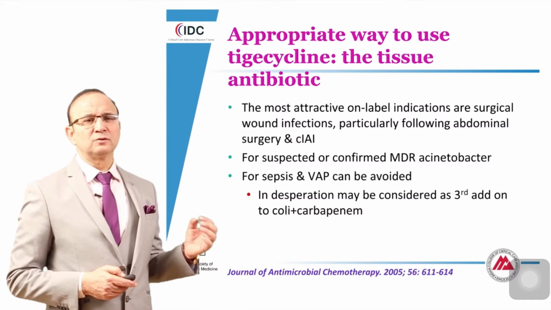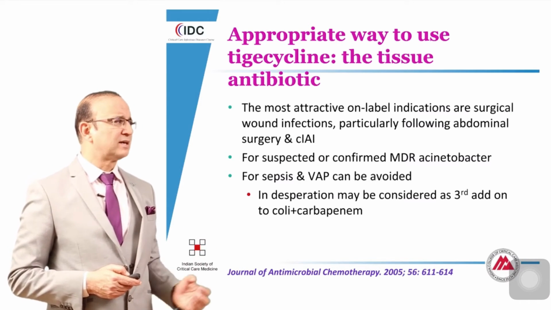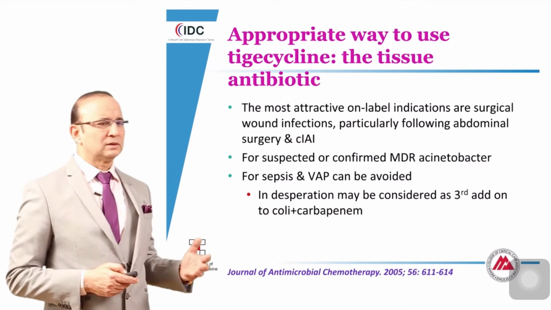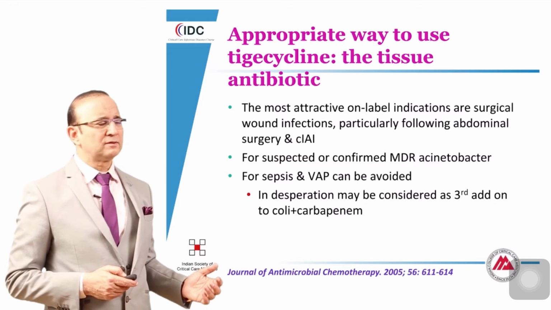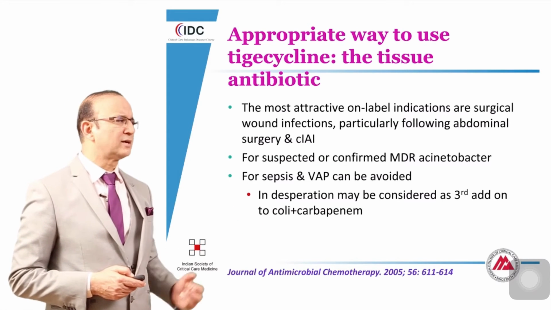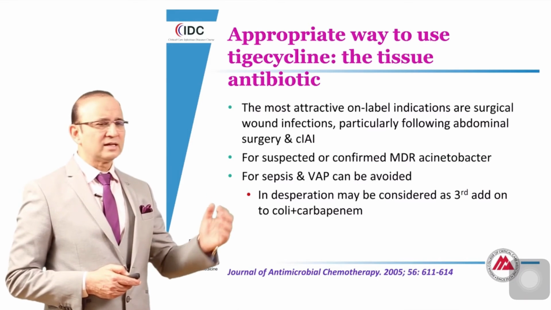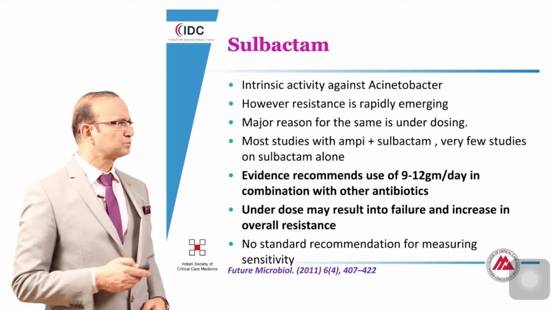Again, I am saying that don't use this drug for severe sepsis and ventilator-associated pneumonia, because this drug has not been found to be effective. But if you have to use it in desperation, you can use it as a third add-on drug with colistin and meropenem in these two conditions.